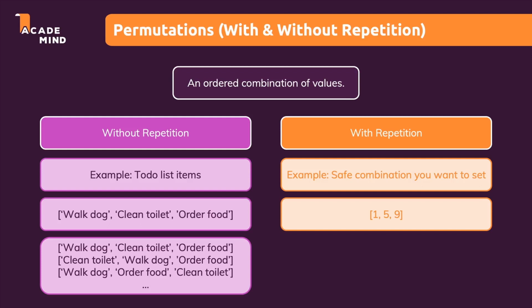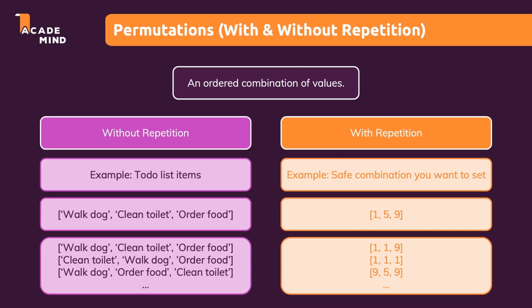Now let's say the combination always must be 3 digits long, but you are allowed to repeat digits. So you could therefore have a combination of 119, 111, 959, and so on. So you're limited when it comes to the length, but you can repeat values, and the order is also up to you. And that's why we're talking about ordered combinations of values.